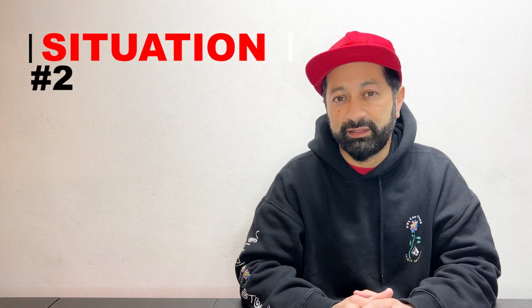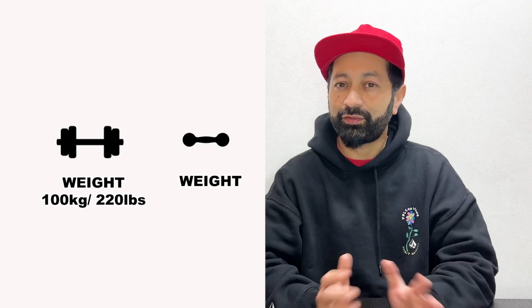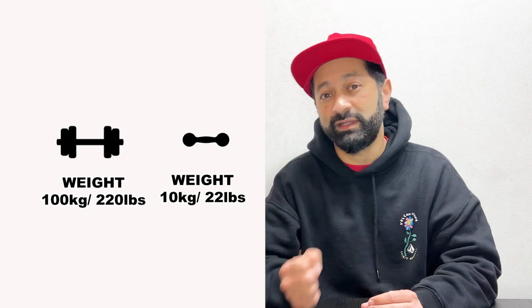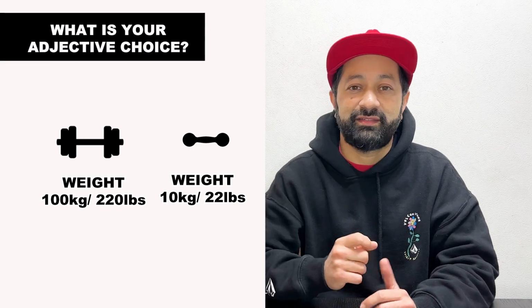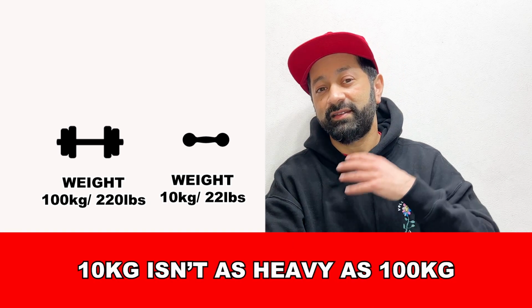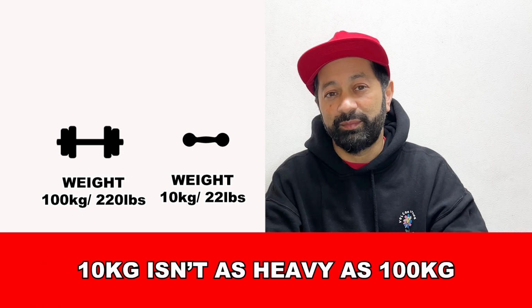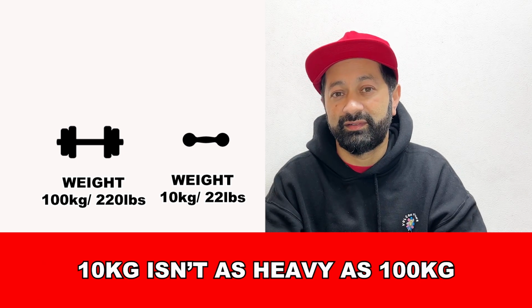Next situation, we've got some weights here. One of the weights is 100 kilograms, which is about 220 pounds. The other one is 10 kilograms, which is about 22 pounds. Think of your adjective and make a sentence. My sentence is 10 kilograms isn't as heavy as 100 kilograms.